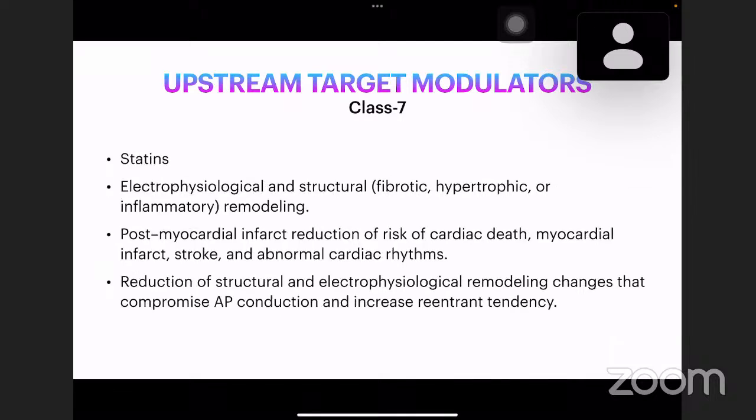Coming to the last class, this is the statins. All the statins come under this class 7 subclass. Same as omega-3 fatty acids, all the actions are the same. As I said, these statins also need time to remodel the cardiac tissue which is already damaged.